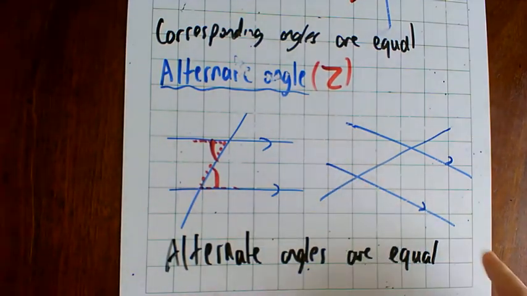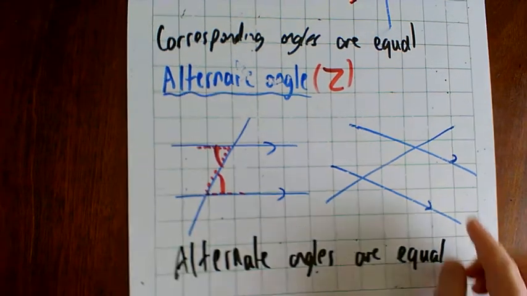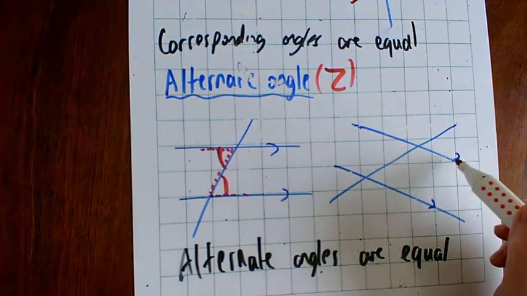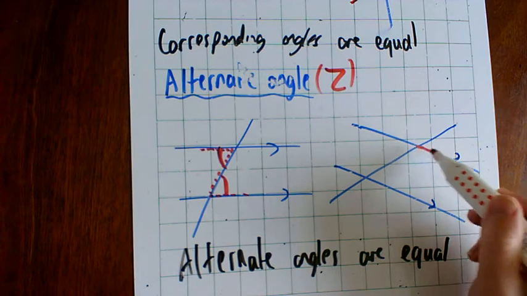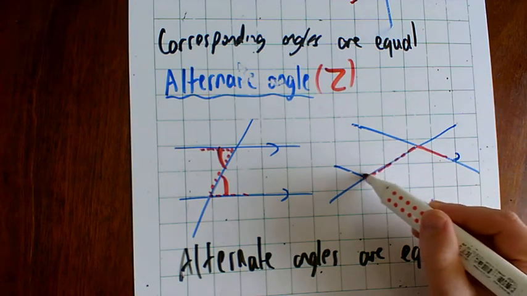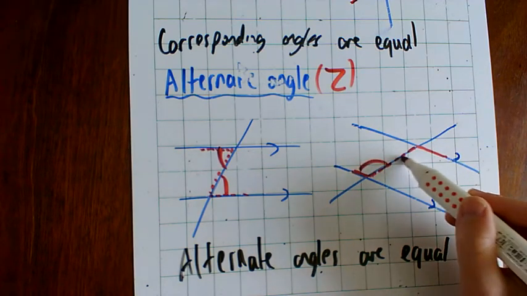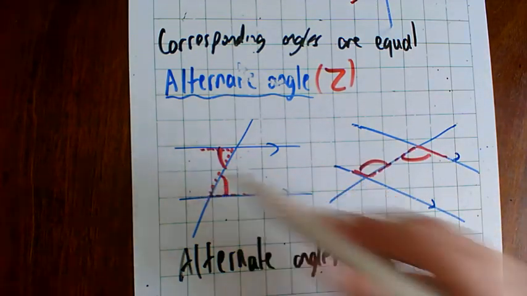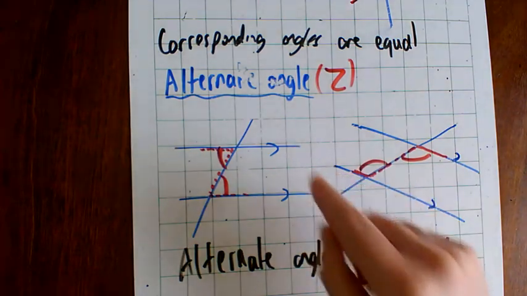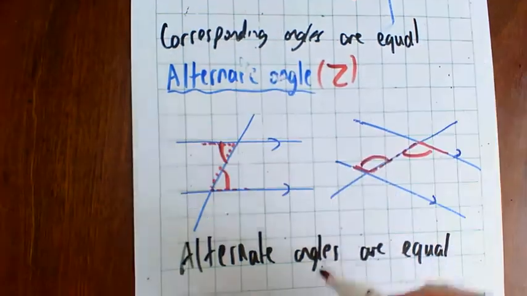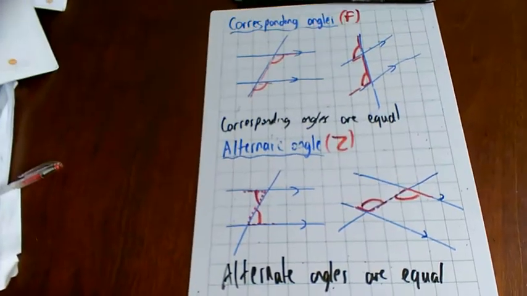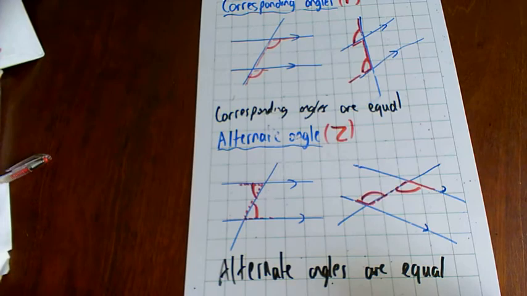Again, I've drawn two more parallel lines, and I've drawn lines at a different orientation. If I look for a different Z shape, you can see that Z shape there. But if you look at the other side of it, that is a stretched out Z shape. That angle and that angle are equal. The same way this angle and this angle are equal, and this angle and this angle are equal. So for alternate angles, you're looking for this Z shape, and alternate angles are equal as well. If you could take down those notes, we'll move on to the last little bit of notes for this.